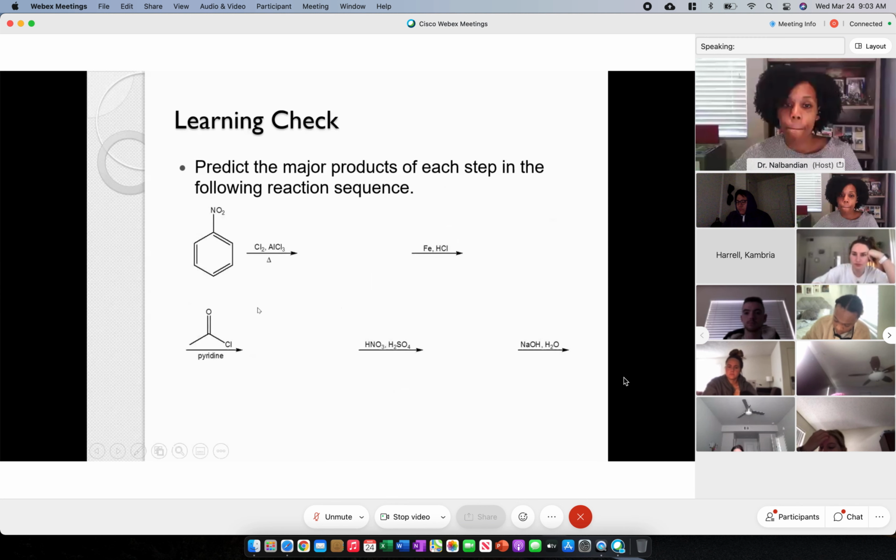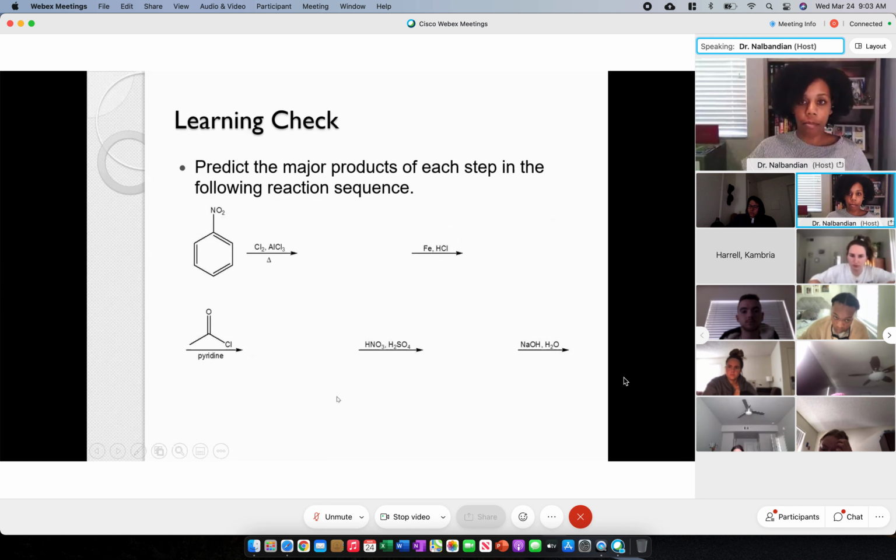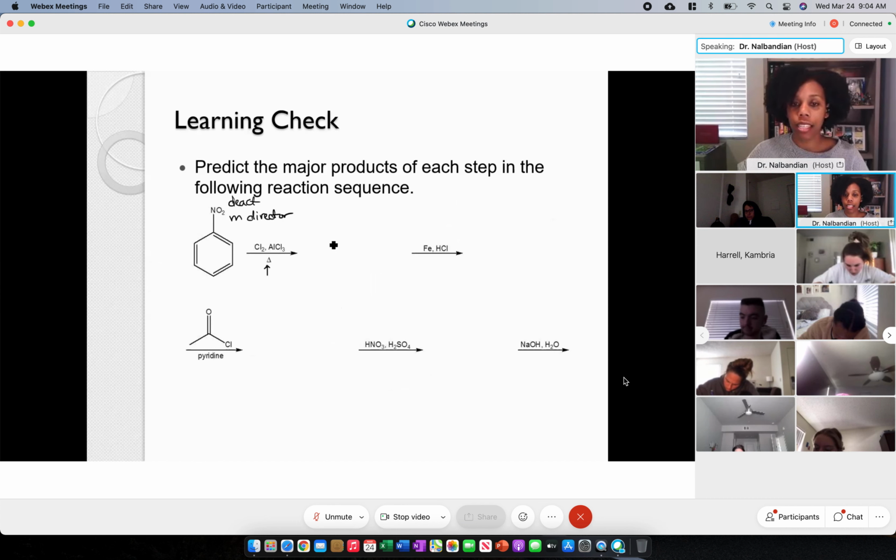All right. Here we have a multi-step procedure. So we've got to track as we're going through to see what's happening in each step. All right, so this is a deactivator and it's a meta director. We have heat here because the ring is deactivated for further reaction, but it can occur. Nitro group is already there. We're going to add chlorine to the meta position. Now, what's this next step? Iron, HCl, nitro reduction.